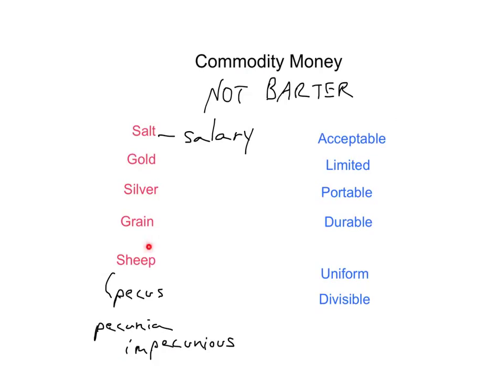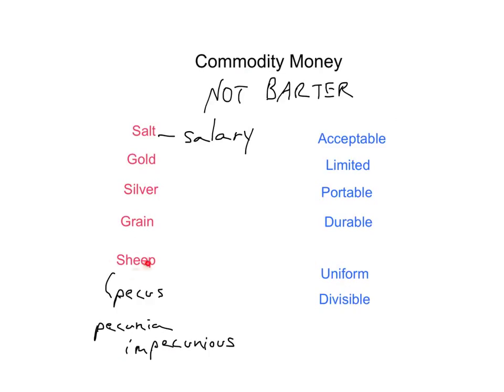And sheep are not very uniform. There are bigger sheep and smaller sheep, and sheep with better wool and sheep with worse wool, and sheep with better meat and sheep with a little less good meat, and sheep that are going to have a lot of children and sheep that aren't, and sheep that are sick, and anyway. So uniformity is an issue, and divisibility is an issue. It's good to be able to make change, right?